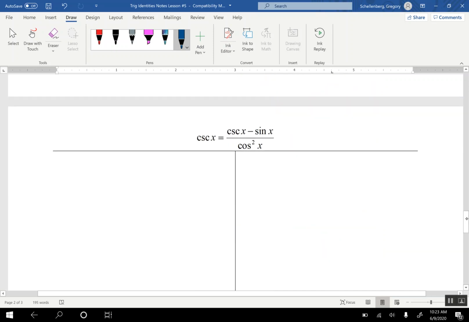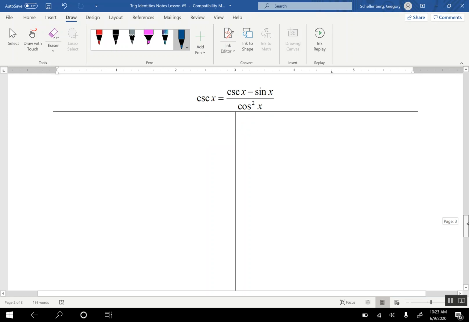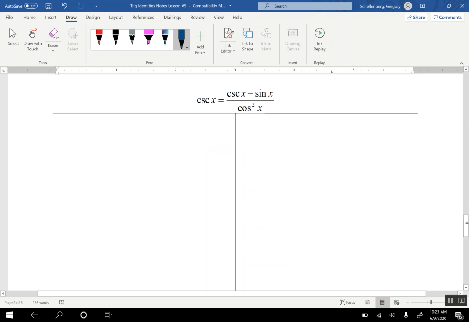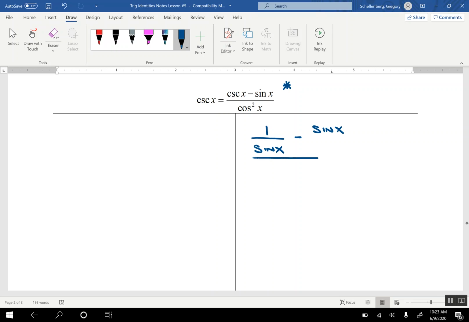Okay, and flip the page. Again, the more complicated of the two sides, so we will work with this side. Let's start by replacing everything with sines and cosines. So cosecant, we're going to rewrite as 1 over sine x. And this is minus sine x. And then we've got cos squared x in the denominator.